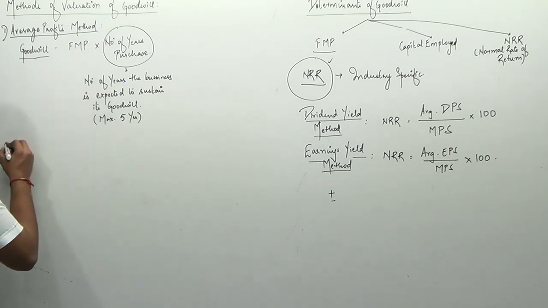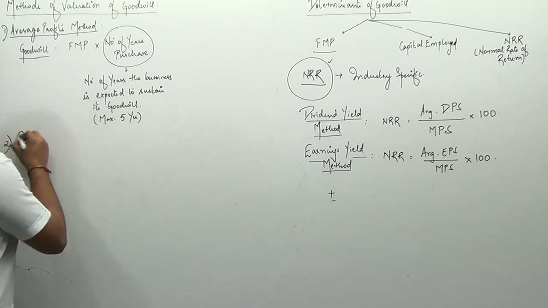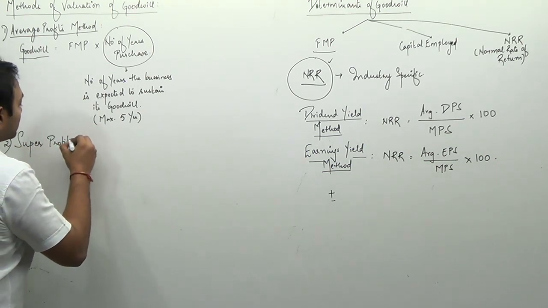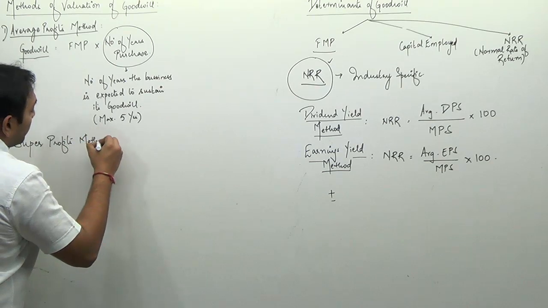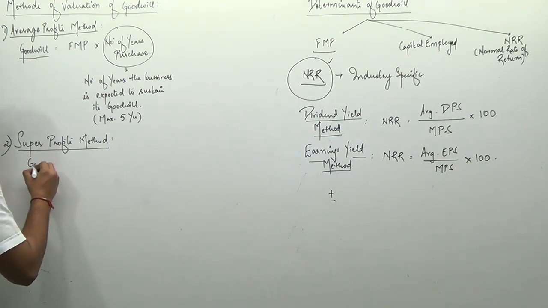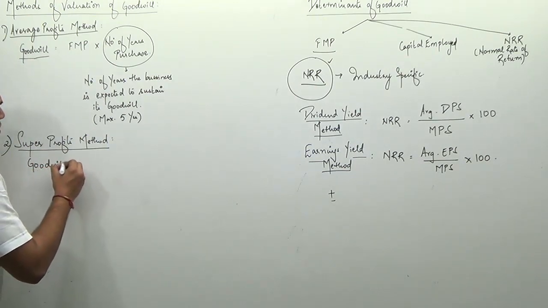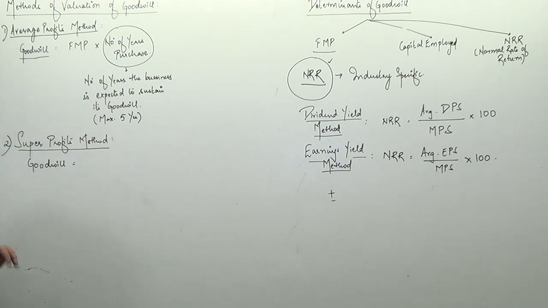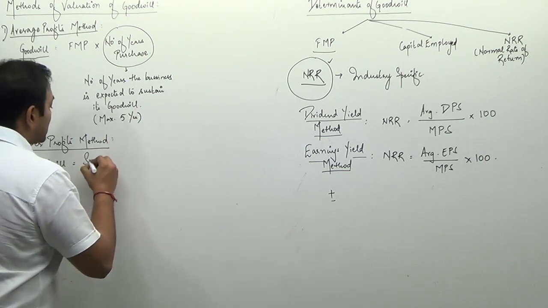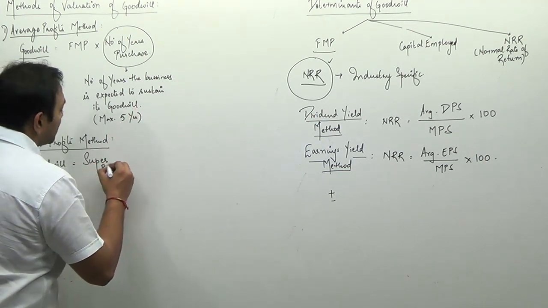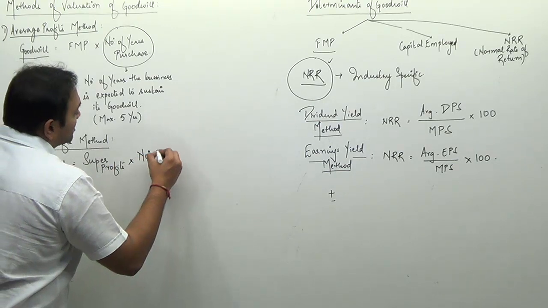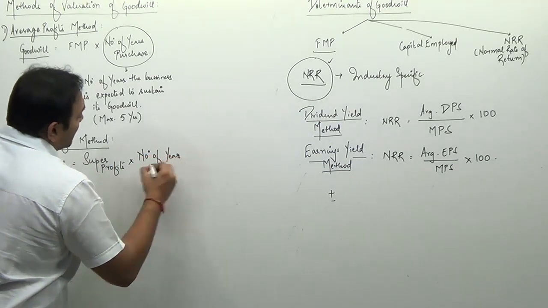So what we'll start doing now is developing a new method, that is the super profit method, which will try to fix the flaw. So goodwill is equal to, instead of FMP, what do we have to consider now? Super profits, because we are trying to find out the excess earnings. Excess earnings is nothing but super profits. Goodwill equals super profit into number of years purchase. Your number of years purchase is the same. I am not changing that.